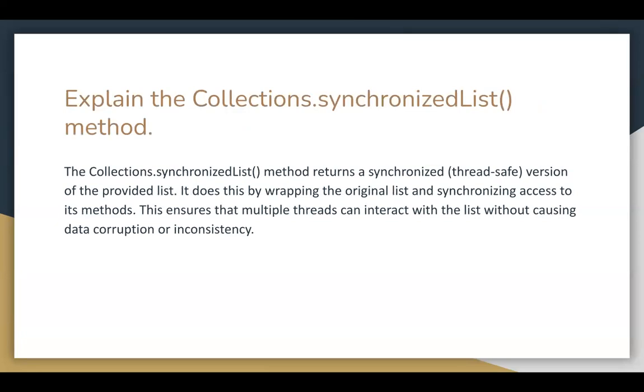Explain the Collections.synchronizedList method. As you know, ArrayList is not thread safe, so we cannot use ArrayList in a multi-thread environment. For that purpose, we have the Collections.synchronizedList method, which returns a synchronized, thread-safe version of the provided list. It does this by wrapping the original list and synchronizing access to its methods. So it ensures that multiple threads can interact with the list without causing data corruption or inconsistency.